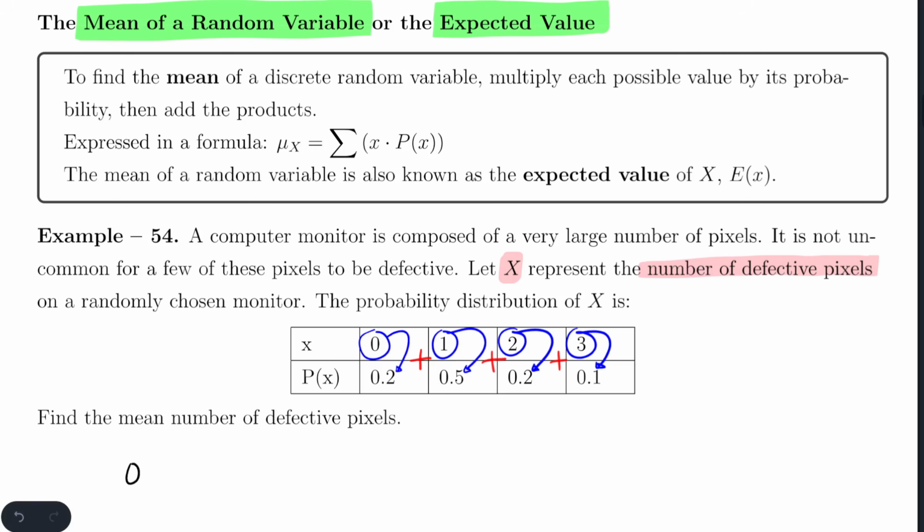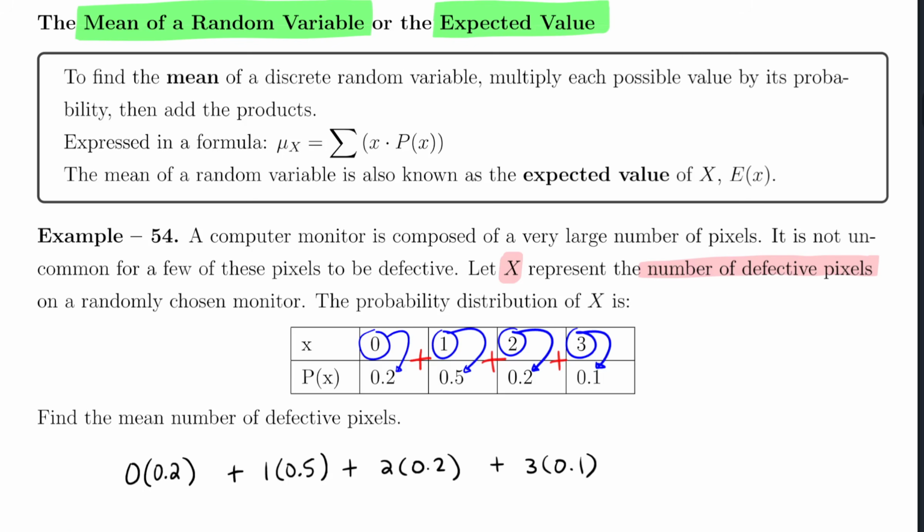So we have 0 times 0.2 plus 1 times 0.5 plus 2 times 0.2 plus 3 times 0.1. And now, depending on how comfortable you are using your calculator, you could either type this in all at once, or you could figure out each term separately and then add them together. I'll figure out each term separately and then add the total together.